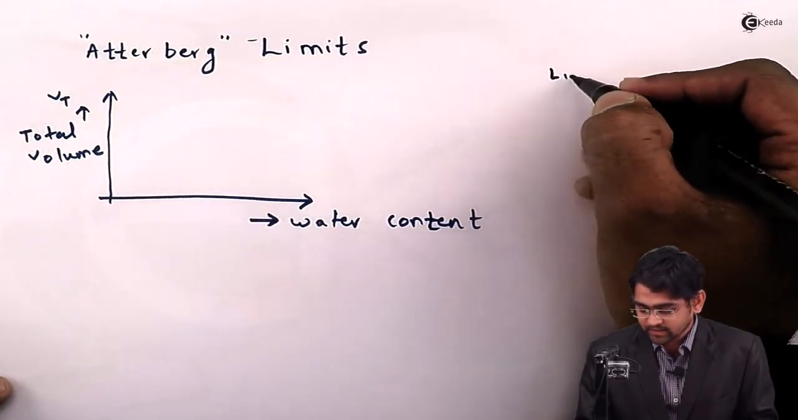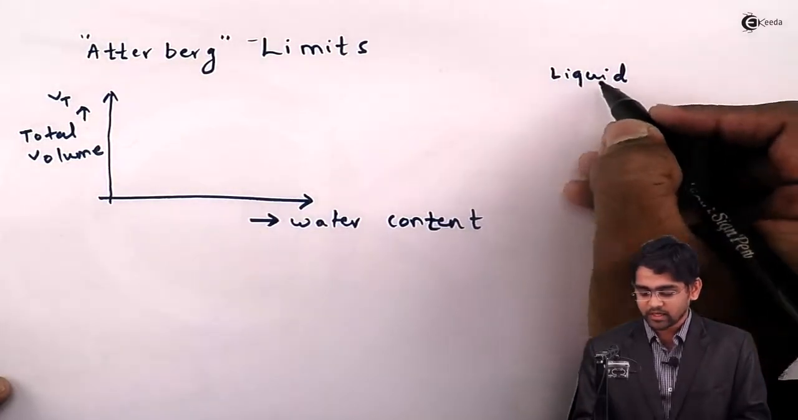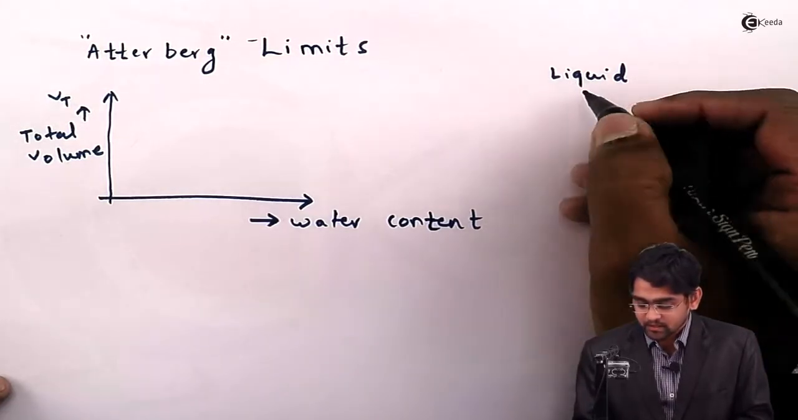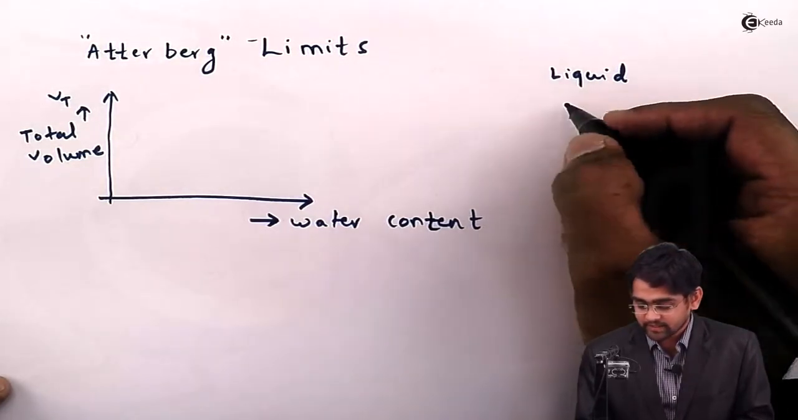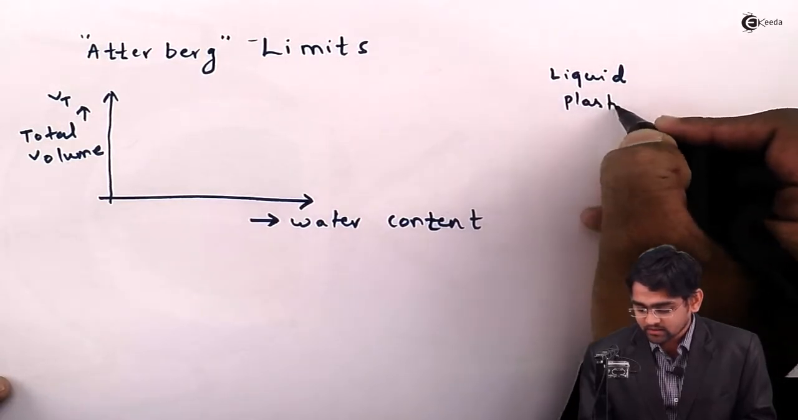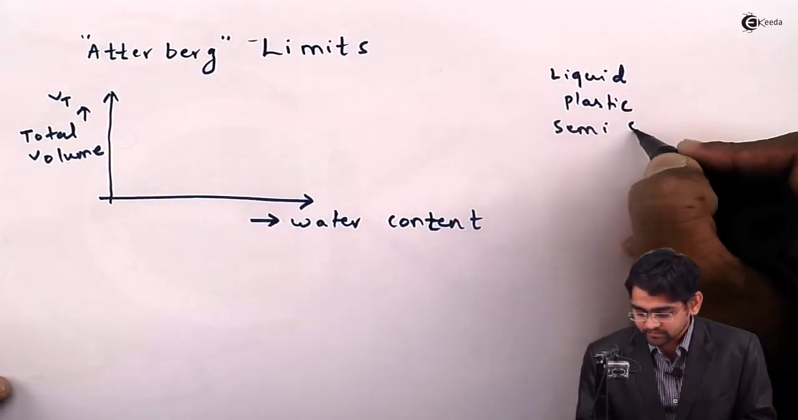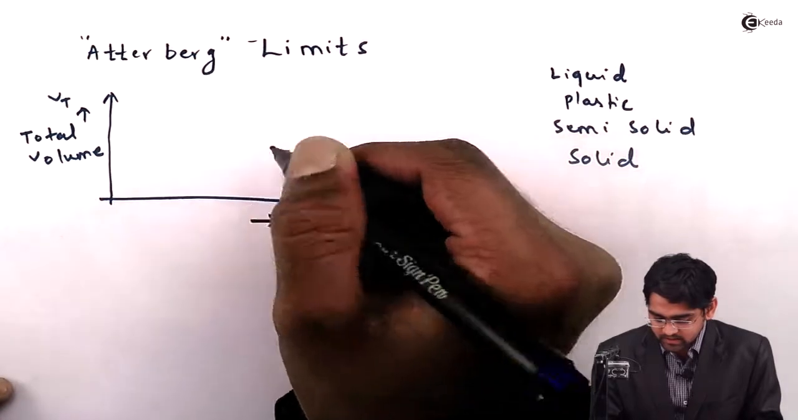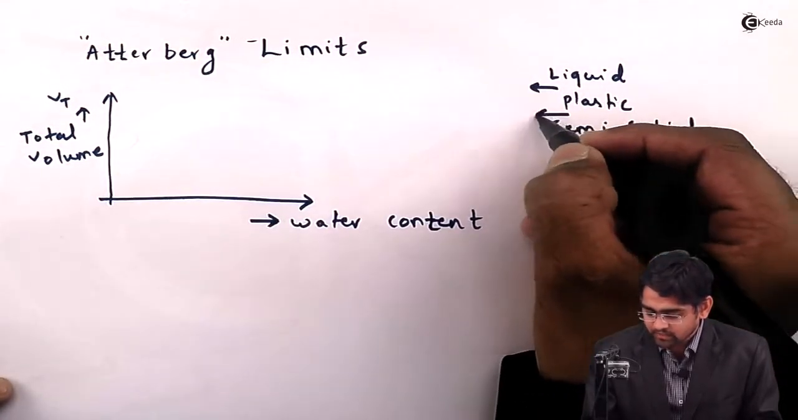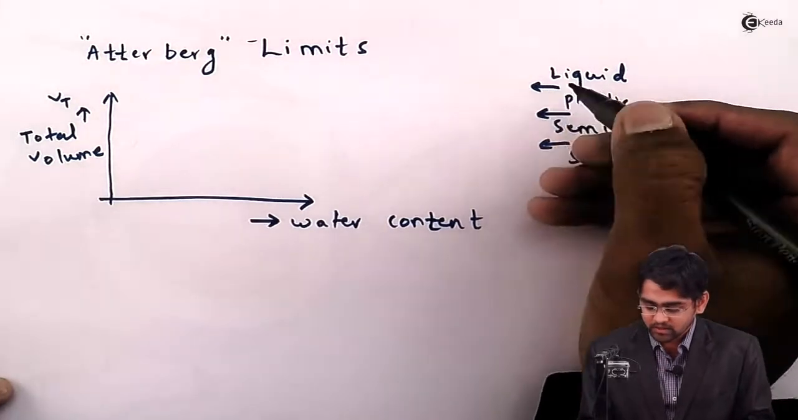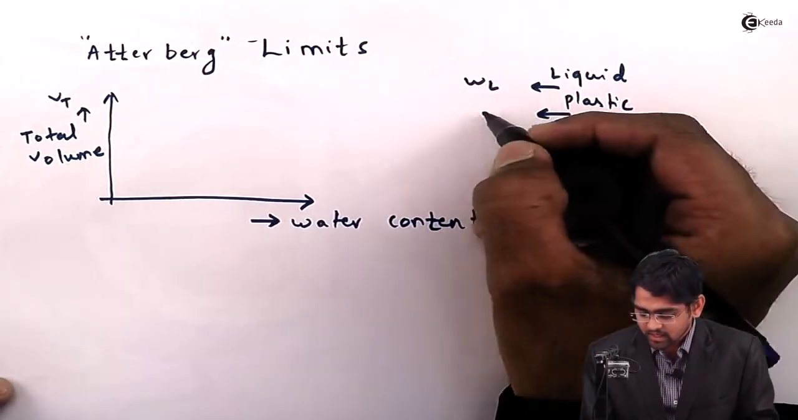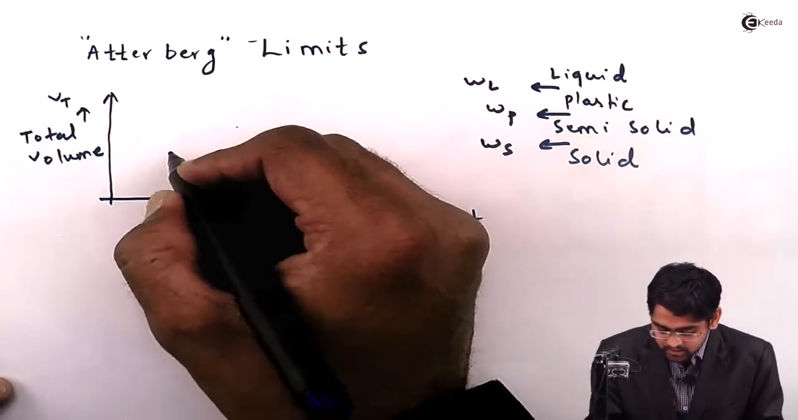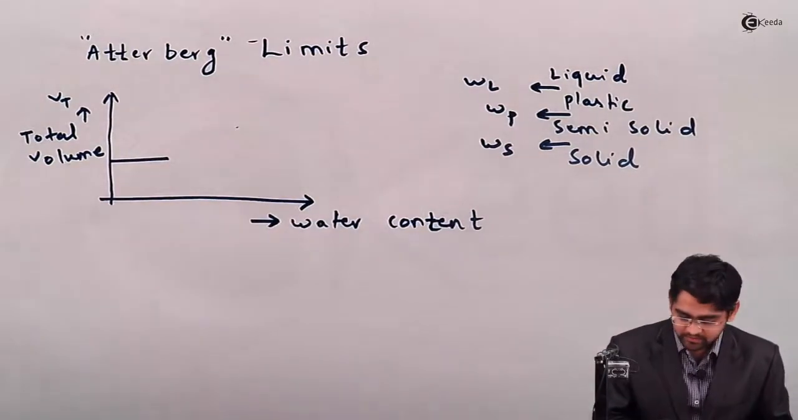So the first phase is the liquid phase, where the soil doesn't have any resistance to shearing stresses. Therefore, the first phase is the liquid phase. Then we have plastic, then semi-solid, and solid. So for all these phases, we have boundary limits, which are nothing but the liquid limit, plastic limit and shrinkage limit. So we have plotted all these limits on this particular graph.